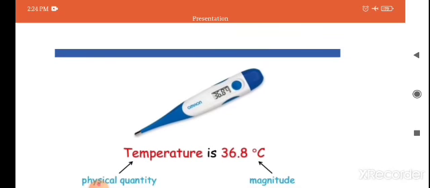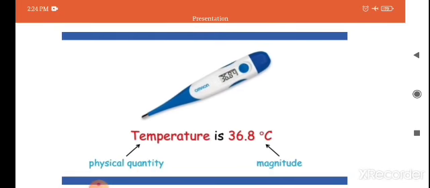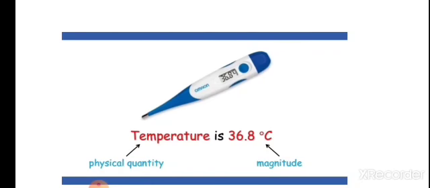Now here you can observe the thermometer to measure the temperature. Temperature is 36.8 degrees Celsius. So the temperature is also a physical quantity. 36.8 is a magnitude, in the sense it's a number.